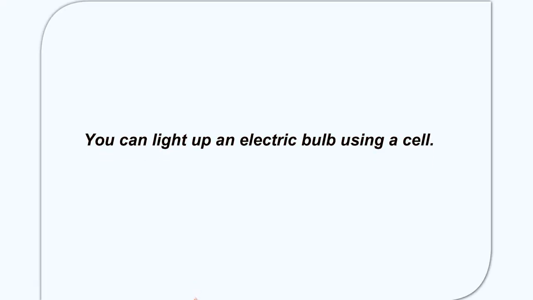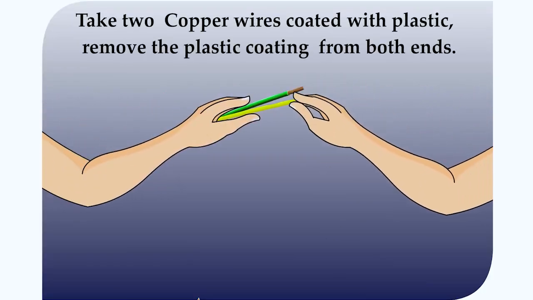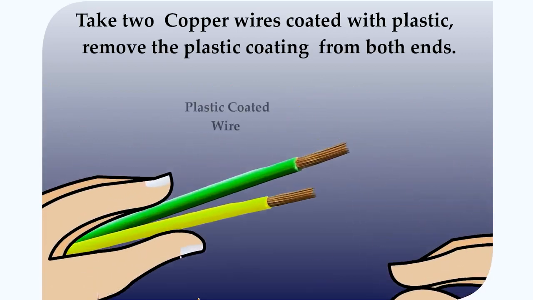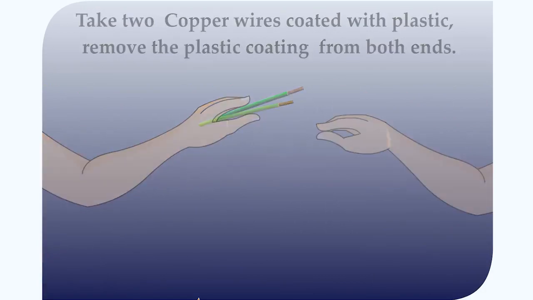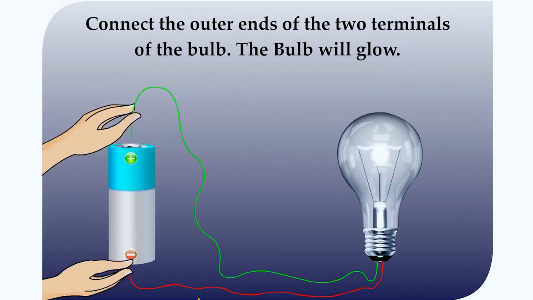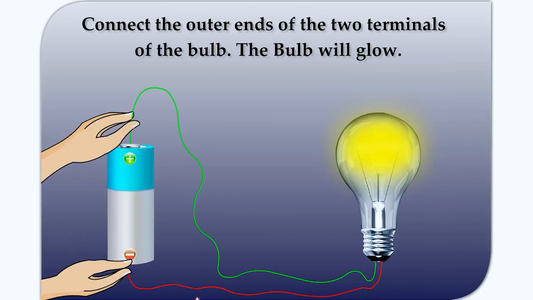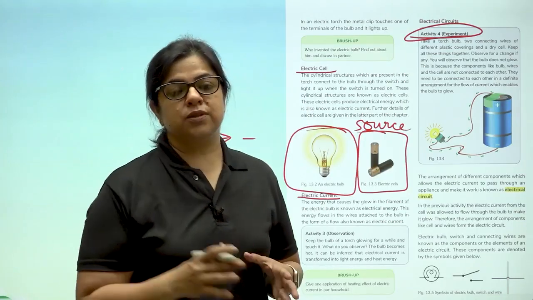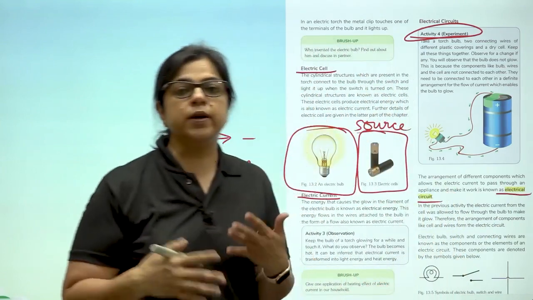You can light up an electric bulb using a cell. Take two copper wires coated with plastic. Remove the plastic coating from both sides so as to expose the wires. Take a cell and fix both the wires to the terminals on the cell. Connect the other ends of the wires to the two terminals of the bulb. The bulb will glow.